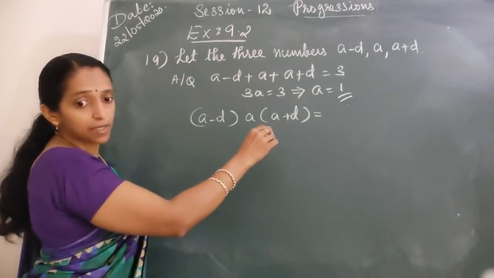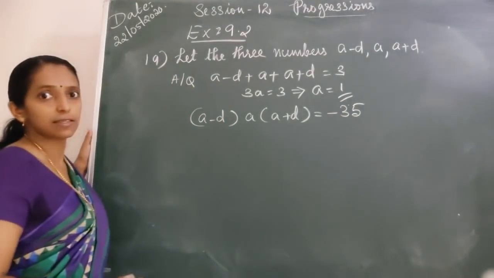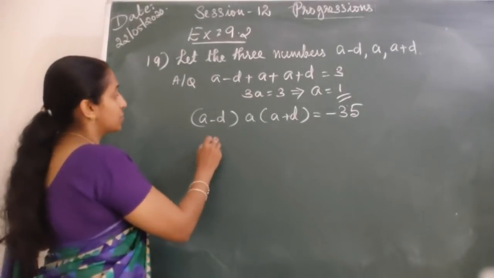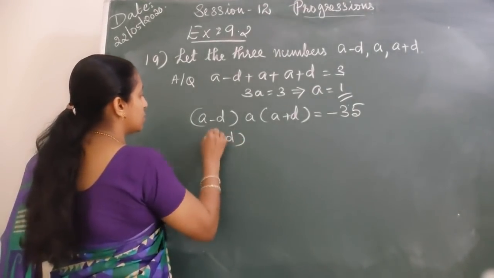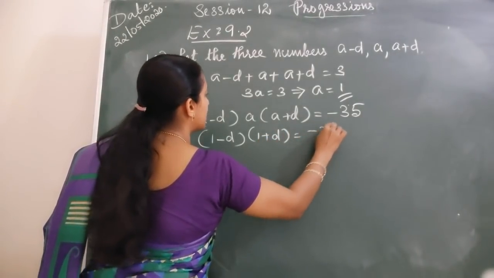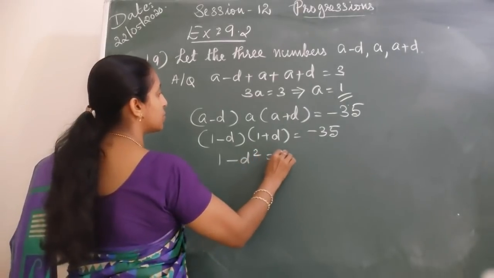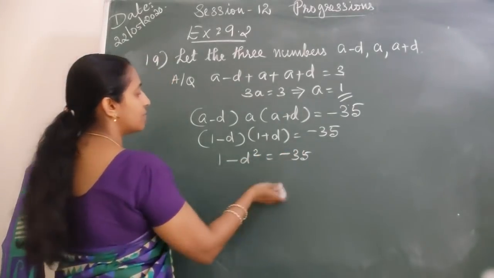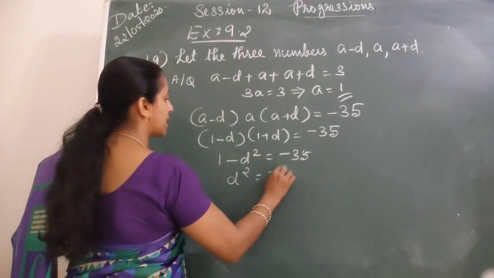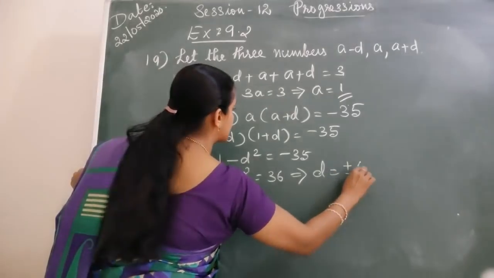Product of three numbers is given as minus 35. So you will substitute the value of a here. So you are getting (1 minus d) into (1 plus d) equal to minus 35. That is 1 minus d square equal to minus 35. You will take d square to that side. d square equal to 36 implies d equal to plus or minus 6.